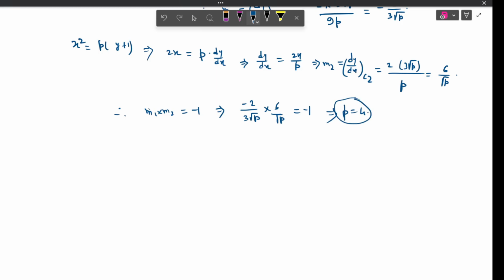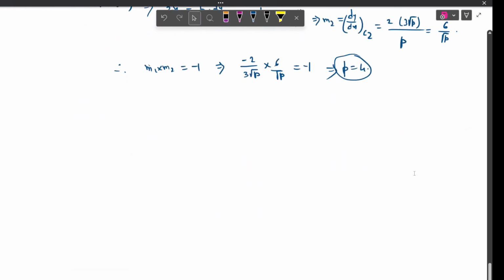The value of p is 4. That's how we have to solve this type of questions. Let's see another question. This should be our last question. I think all of you are getting the logic.